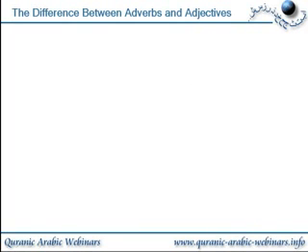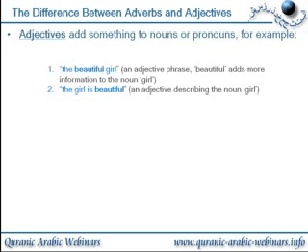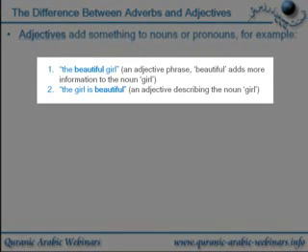Now we're going to look at the difference between something called adverbs and adjectives. An adjective adds something to nouns or pronouns. For example, the beautiful girl. The word beautiful here is an adjective. Normally they're describing the noun, so this is describing the noun girl. And just read this, this is an adjective phrase.